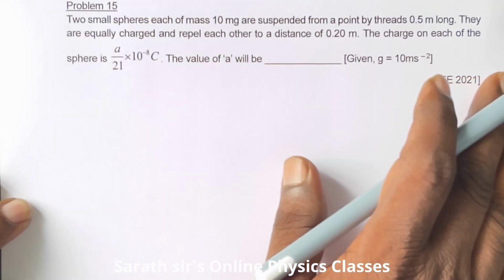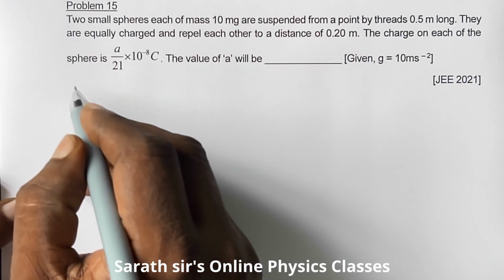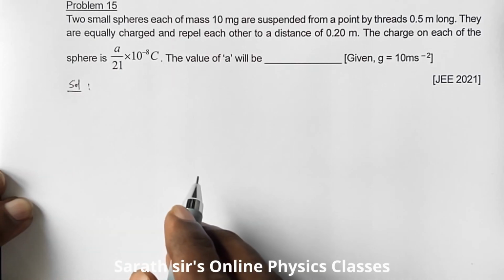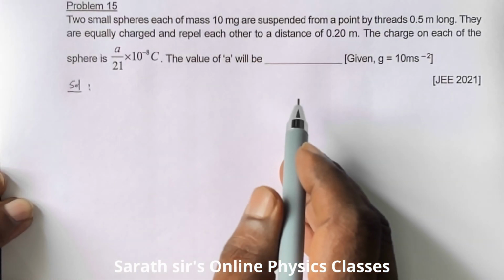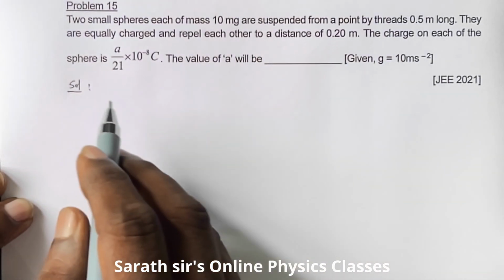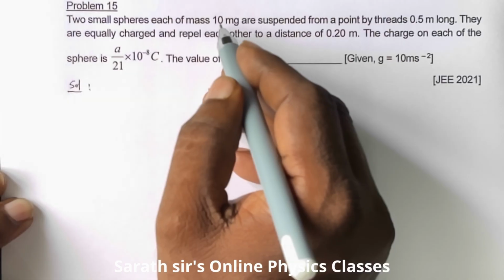The charge on each of the spheres is A by 21 into 10 to the power of minus 8 coulomb. The value of A will be... Here, first of all, we have to change the units. So let us write the data first.